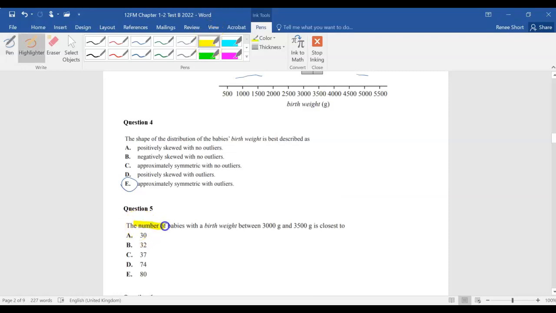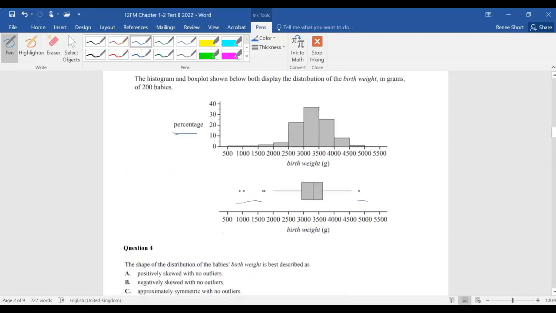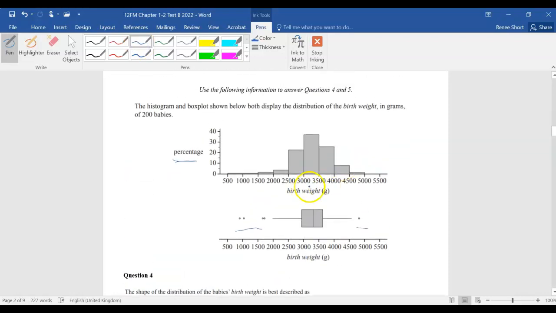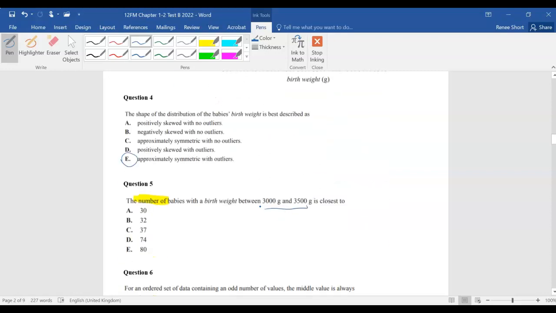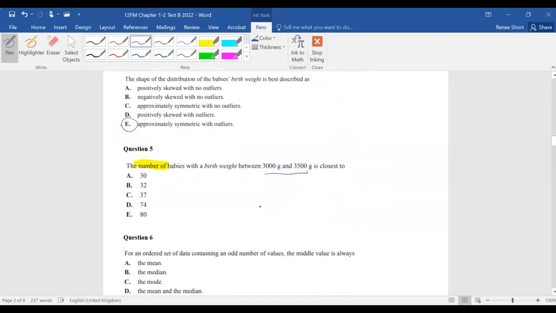It asks for the number of babies with a birth weight between 3,000 and 3,500 grams. So the best way for us to do this is to look at the histogram, and 3,000 to 3,500 is talking about this column here. If I take my ruler and pen and rule that across, it does end up looking like approximately 37%. And so it was a really common answer for people to select C, 37.